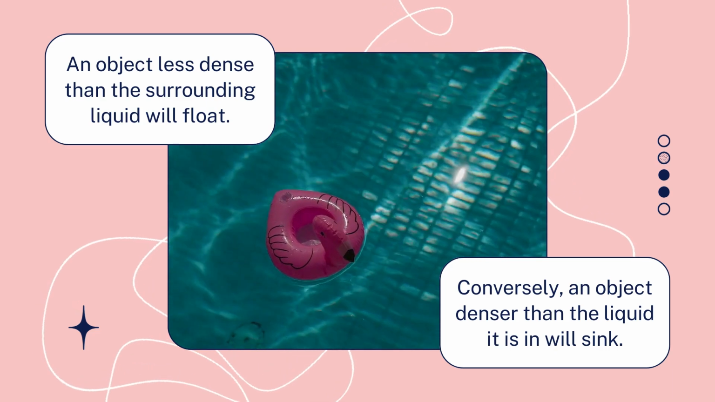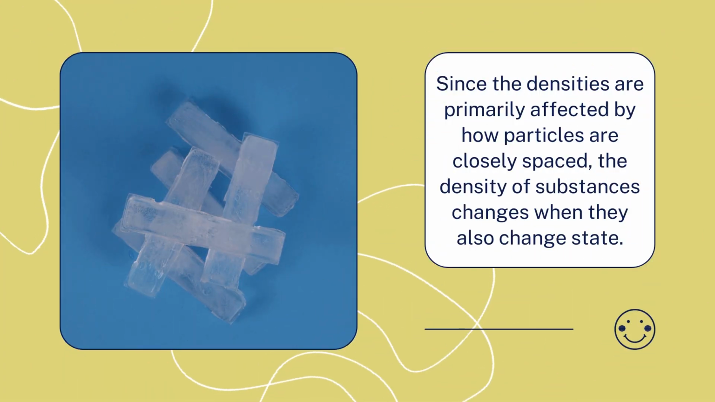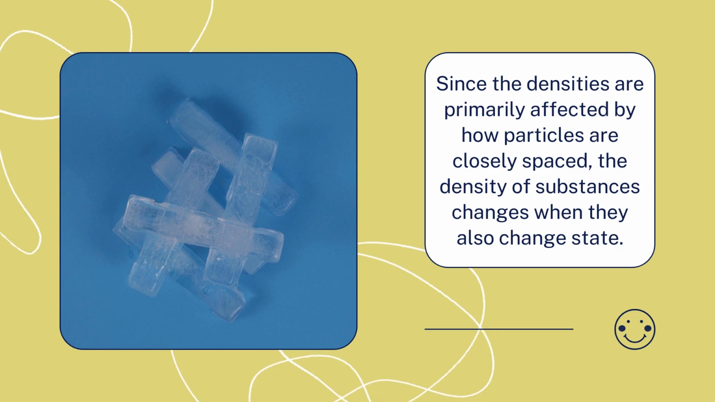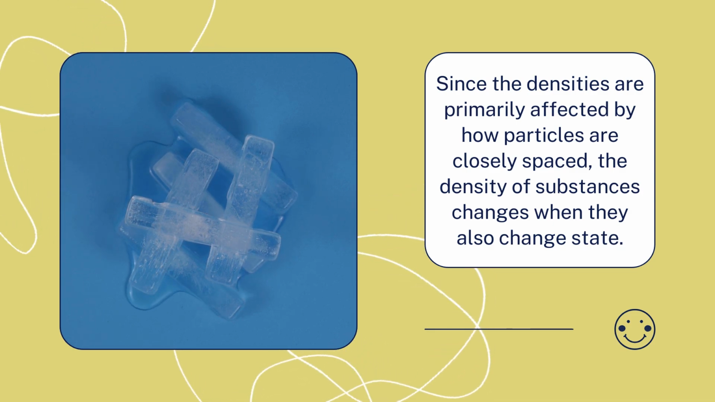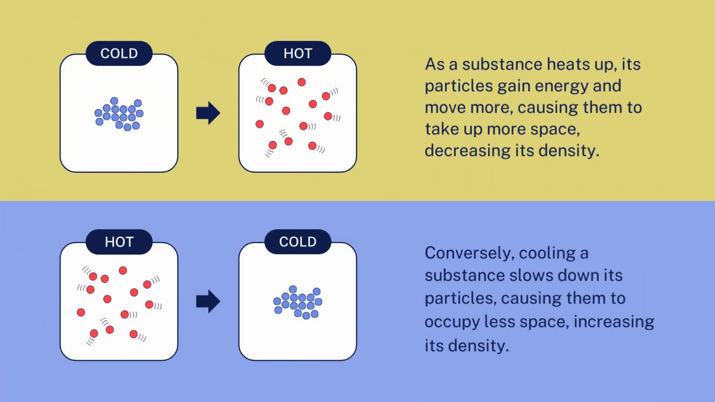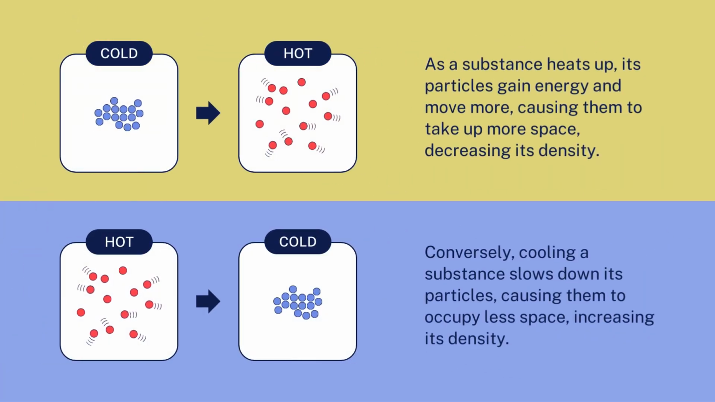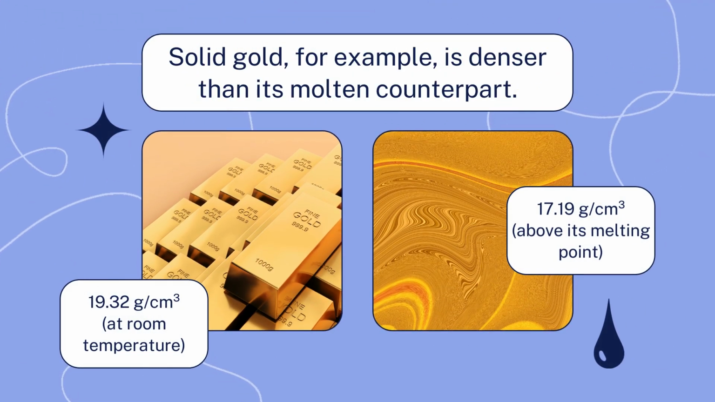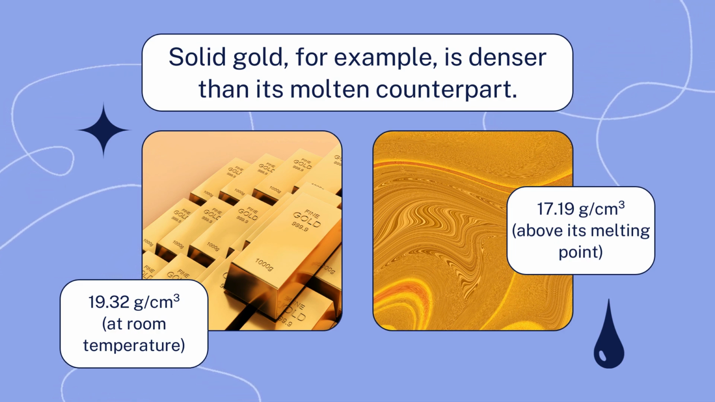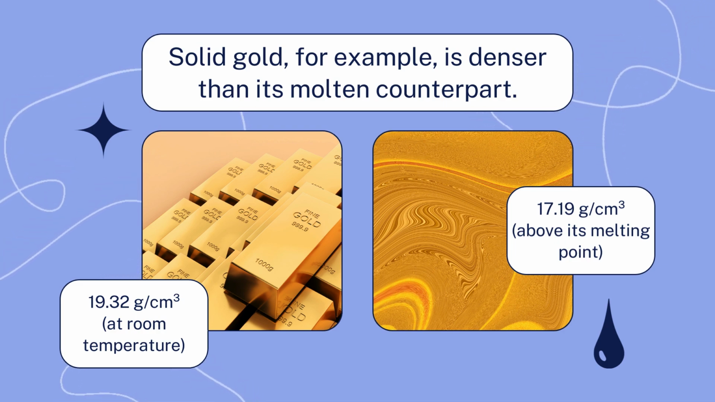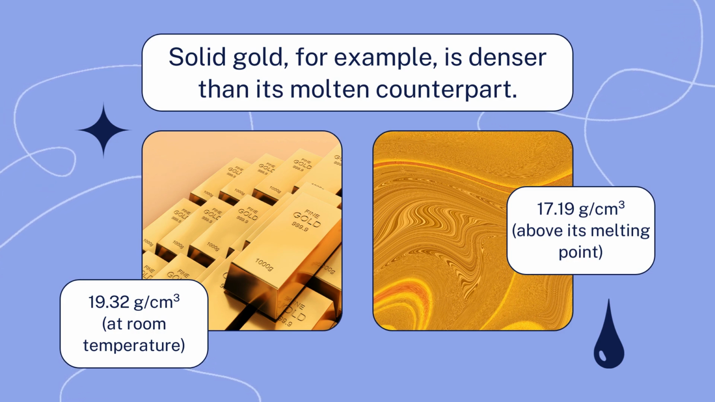Since the densities are primarily affected by how closely particles are spaced, the density of substances changes when they change state. For instance, water expands when it freezes, which is why ice is less dense than liquid water. As a substance heats up, its particles gain energy and move more, causing them to take up more space, and decreasing its density. Conversely, cooling a substance slows down its particles, causing them to occupy less space, and increasing its density. Solid gold, for example, is denser than its molten counterpart. At room temperature, gold has a density of 19.32 gram per cm cubed, but above its melting point, it drops to 17.19 gram per cm cubed.